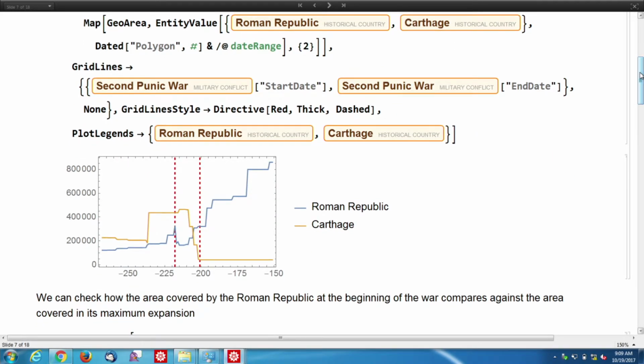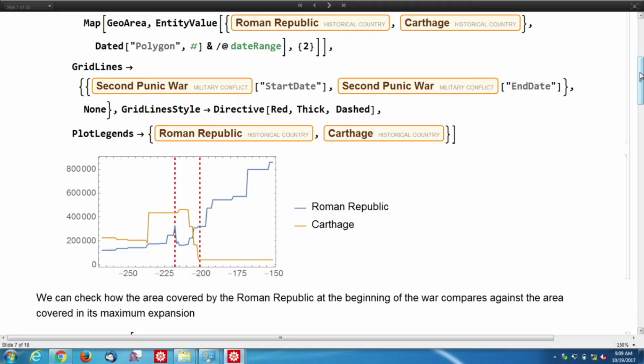The polygons we have also allow us to make better calculations with the areas. For instance, we can see here the Second Punic War, the two main participants, Carthage and the Roman Republic, and how the areas of both countries evolved in time. Here we mark the beginning and ending of the war.